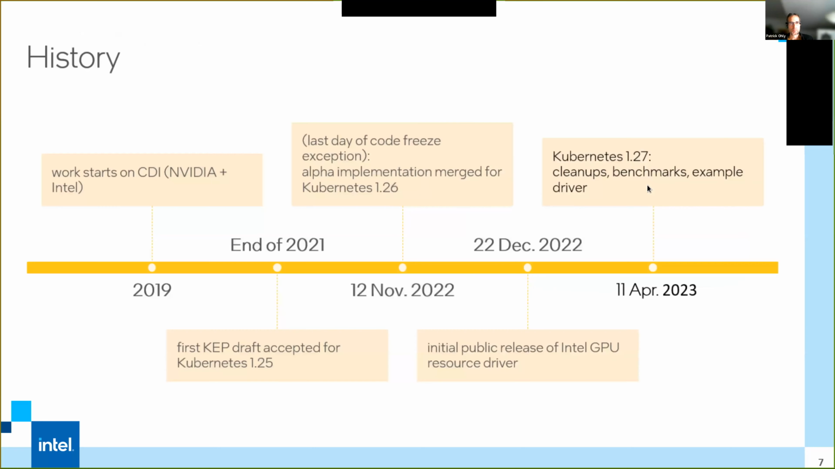Okay. Short history. This has been a discussion for a while. It started actually with CDI, an effort between NVIDIA and Intel, starting at the lower level parts, just talking with runtime developers about what that JSON spec should look like. Some container runtimes adopted it and implemented it. And then in the middle of 2021, we started talking about how to do the Kubernetes part, leading up to a first KEP draft that got accepted into Kubernetes 1.25.